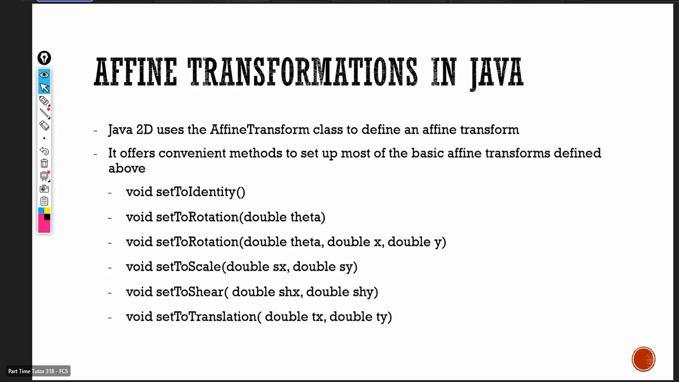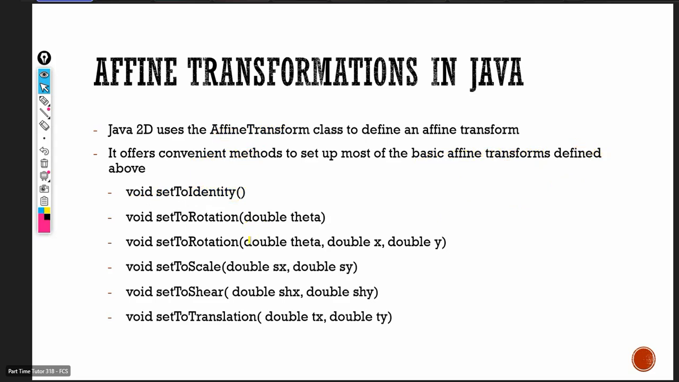Okay, so Java 2D uses the AffineTransform class to define an affine transform. It offers convenient methods. Here we see the different methods that we can use to make a basic affine transform. The method can be setToIdentity. Identity means the same. If you have a matrix X multiplied by the identity matrix, you will find the same X. So setToIdentity means we will not perform any transformation.